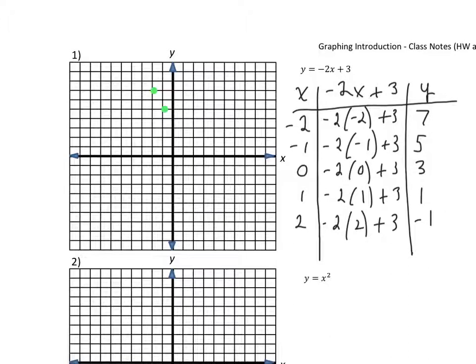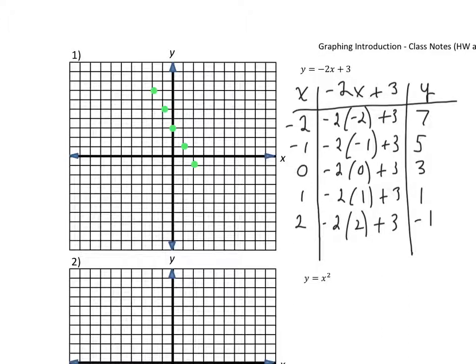That means to start at the origin, and we don't go left or right at all, but we go straight up 3. So that point is right on the y-axis, and it is called the y-intercept. The next point we have is 1, 1. So that's right 1, up 1, and then 2, -1, so right 2, down 1.